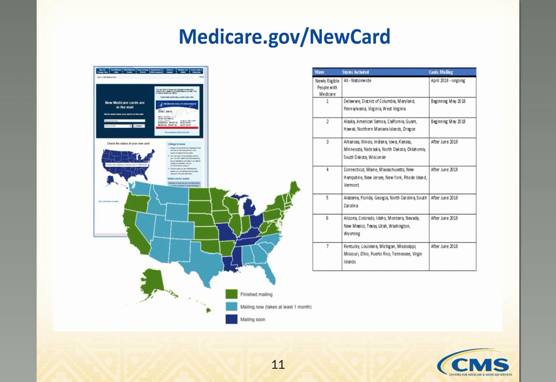This is the Medicare.gov/NewCard, which gives an overview of the ways CMS is strategically mailing the new cards. So you can see the waves on the table, where we have mailed, where we're currently mailing, and future mailings on the map. So not many states are left for future mailings. We're finishing up 5 and 6 right now.